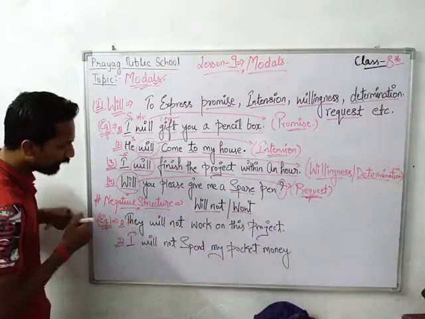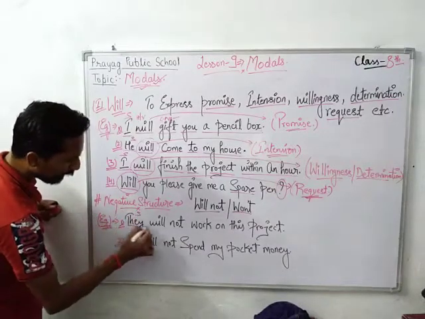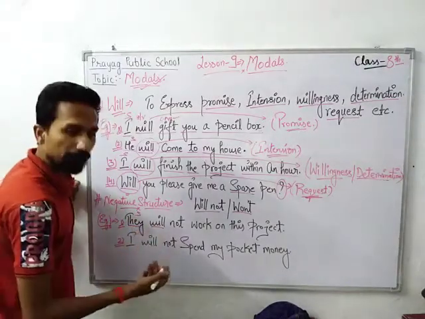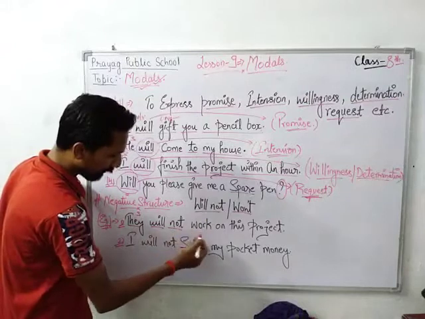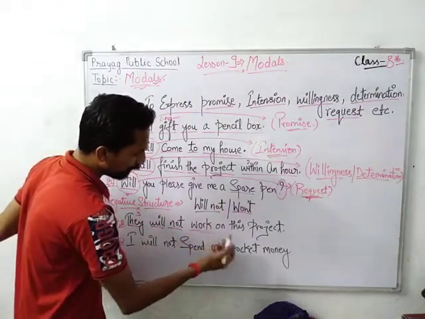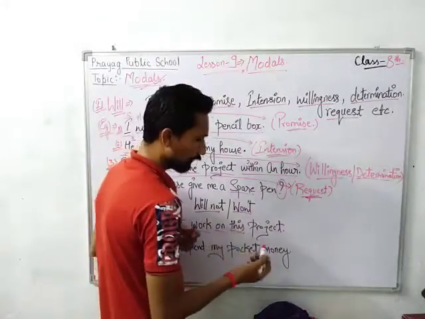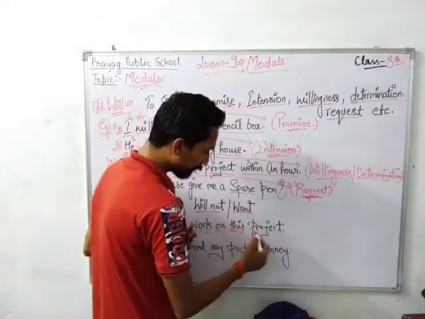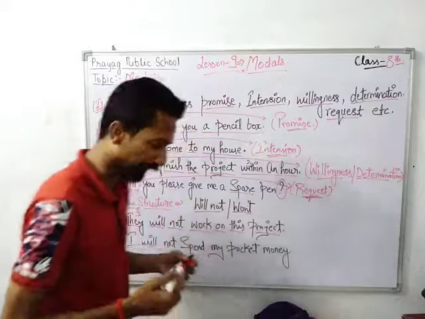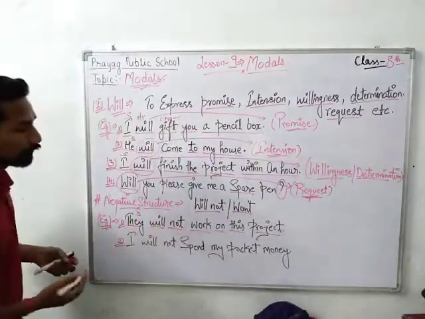That means they क्या है? हमारा subject है. Will क्या है? अभी इसको टेंस वर्ड मान लेते हैं. Not expressing negative sense, verb work is an action verb, on is a preposition, this is a demonstrative adjective, project is the object, right? So they will not work on this project.